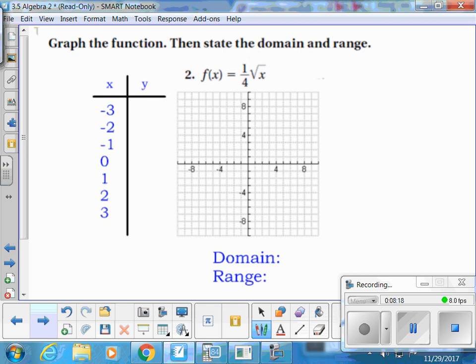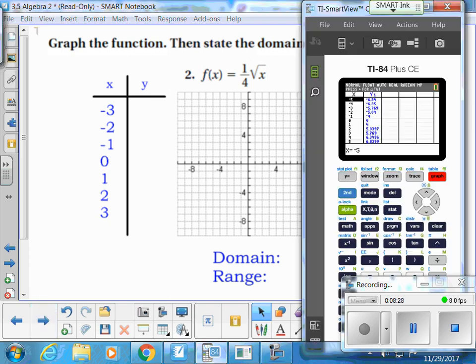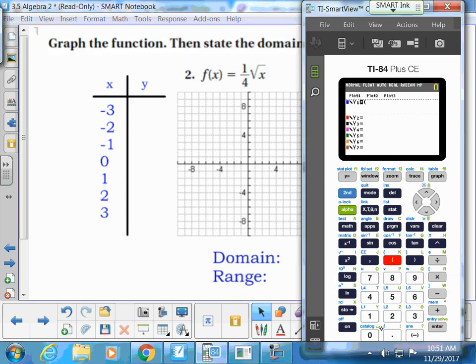All right, this one is going to be a 1/4 times the square root of x. Type it in, let's see what we're dealing with. The square root of x just had that one branch. We'll see how the 1/4 affects it. I like to play it safe, so I like putting that 1/4 in parentheses. I put it out front in parentheses, close my parentheses, and then I do my square root of x.